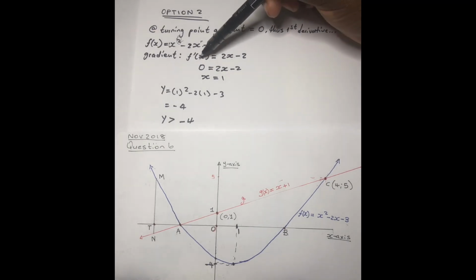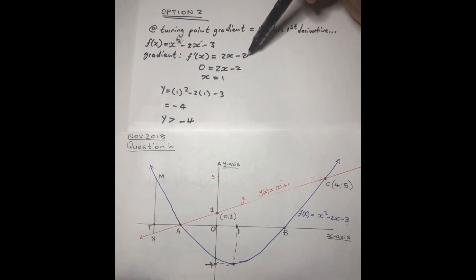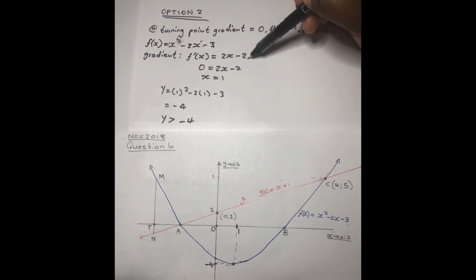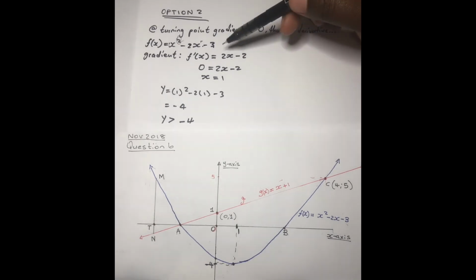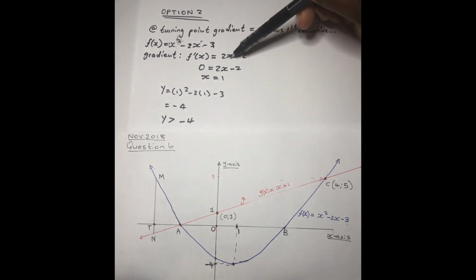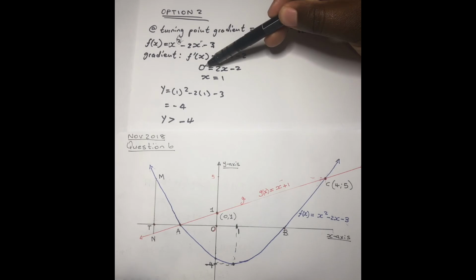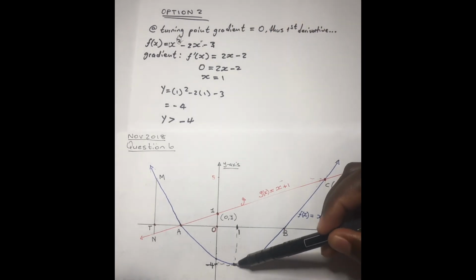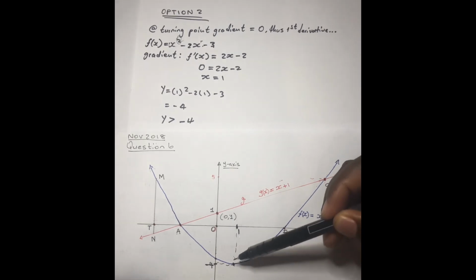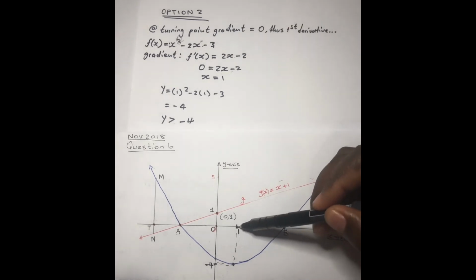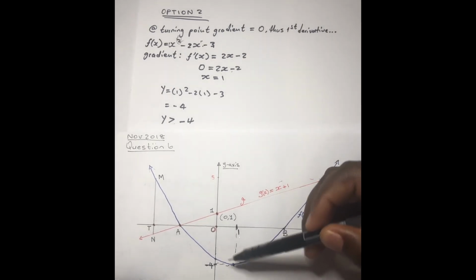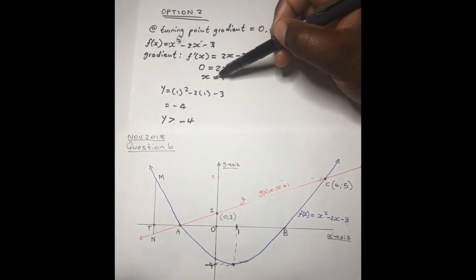That's how you end up having this formula, which is the derivative of f of x equals 2x minus 2. So this formula is the formula of the gradient of this graph at any point. So we know at the turning point, the gradient is 0. That's why we equate this formula to 0, because we know at that point, the gradient is 0. So that means if we equate this equation to 0 and we solve for x, that's how we find the x value at the turning point of that graph. So the x value is equal to 1.